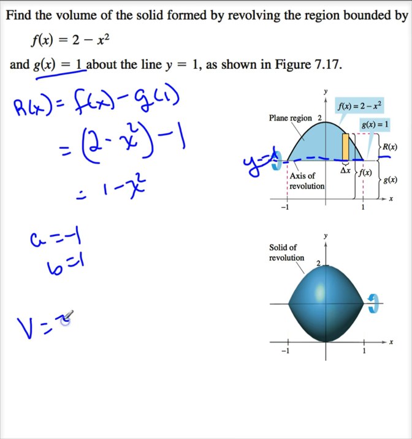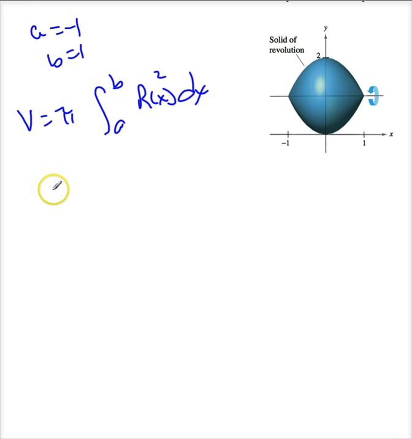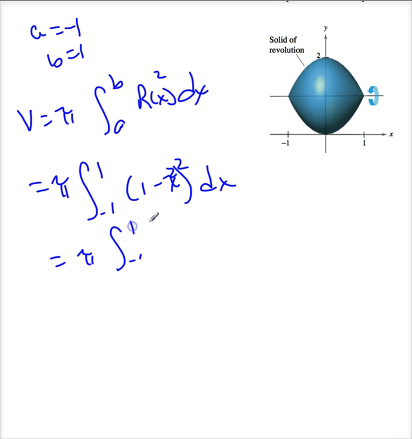So the volume is equal to the pi integral from a to b of r of x squared dx. Giving myself a little space here. This is pi times the integral from -1 to 1 of (1 minus x squared) squared dx. Now I want to multiply this out. Pi integral from -1 to 1, 1 minus 2x squared plus x to the 4th dx.